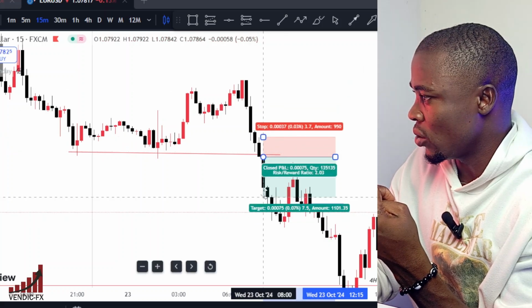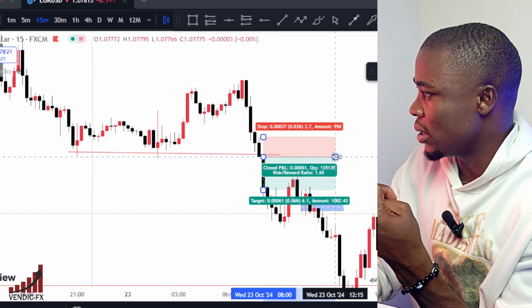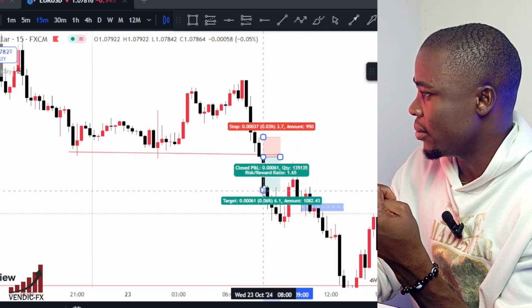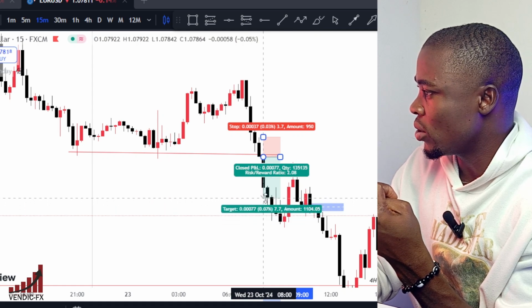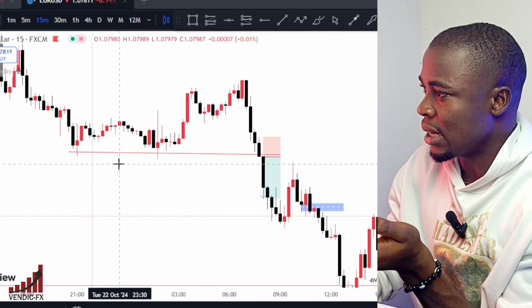and you target a 1:2. Sometimes it doesn't take much time, so it's a scalping strategy. So you target a 1:2 and it will smash it out. It's as simple as that.